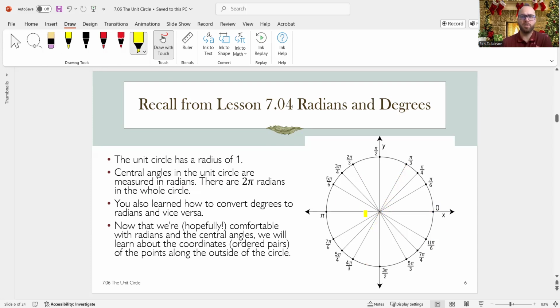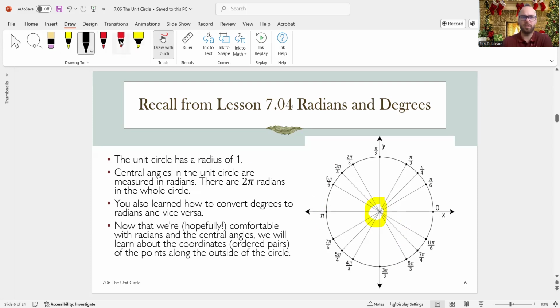Central angles in the unit circle. Central angles are in the center and they're measured in radians. Here we know radians love pi, and we see these on the outside. Why are they on the outside though and not in the center if they're central angles? Well, we've talked about this before, right? If you were to cram all these in this little itty bitty space, it would be hard to read. So that's why we see them on the outside.